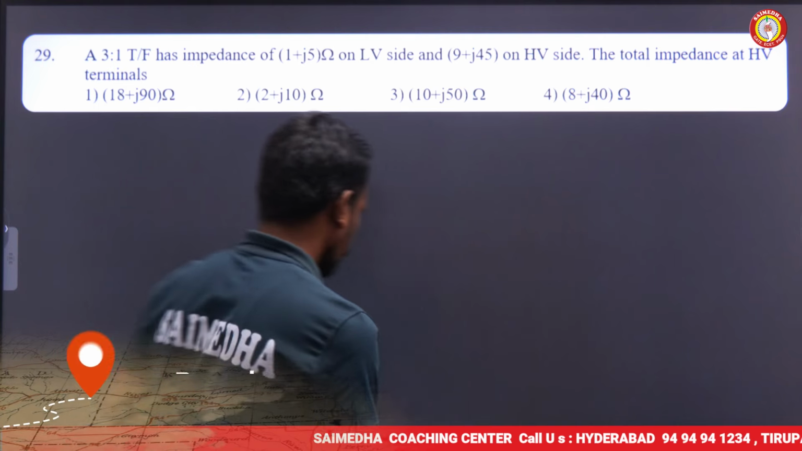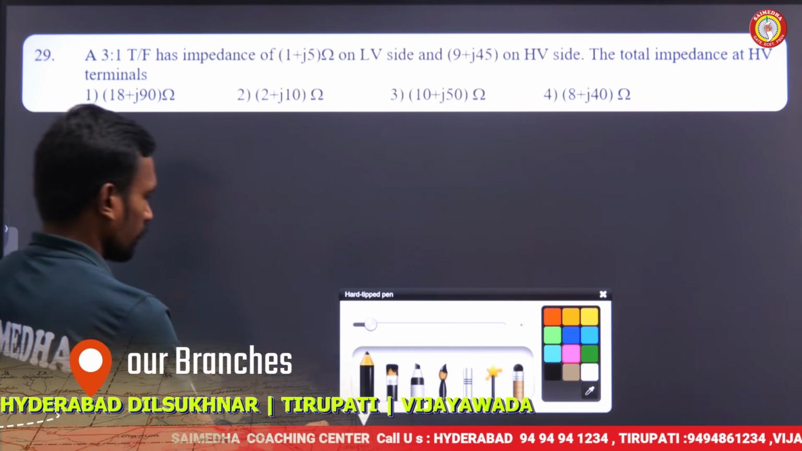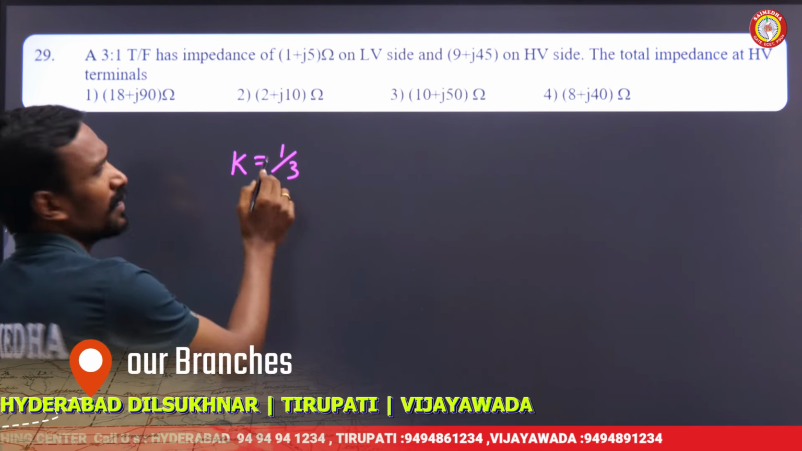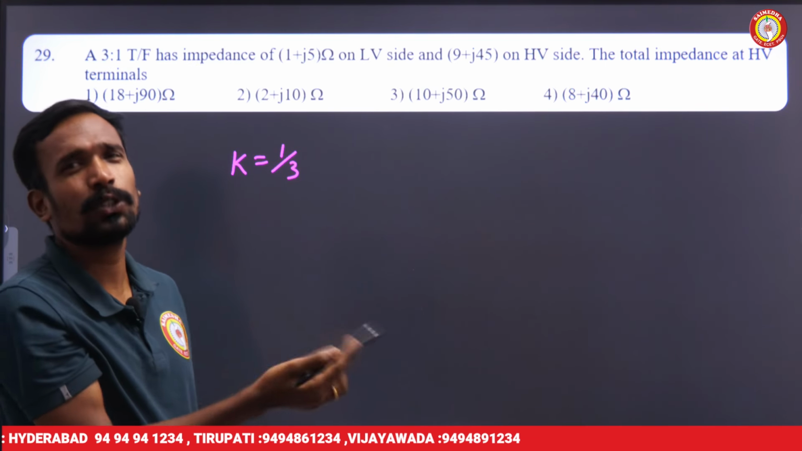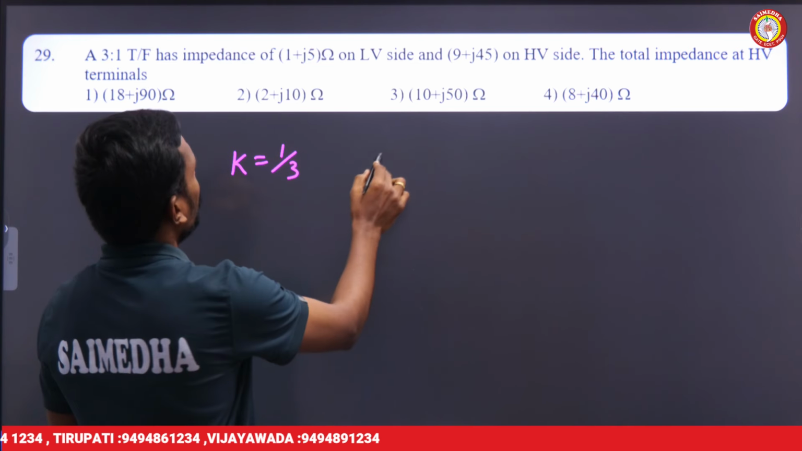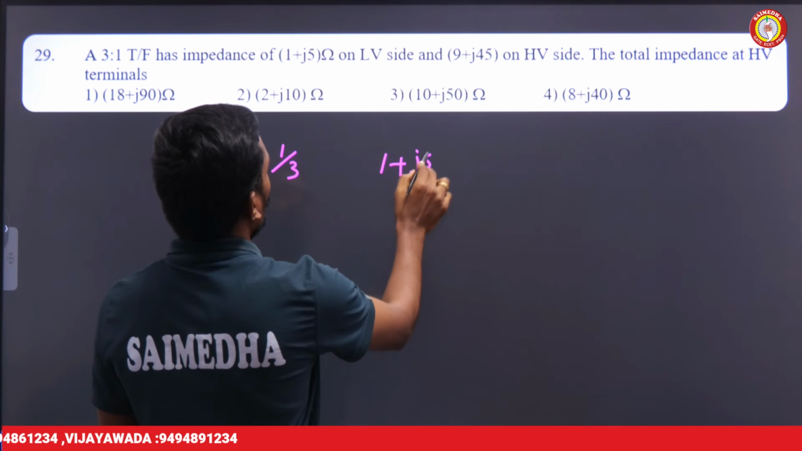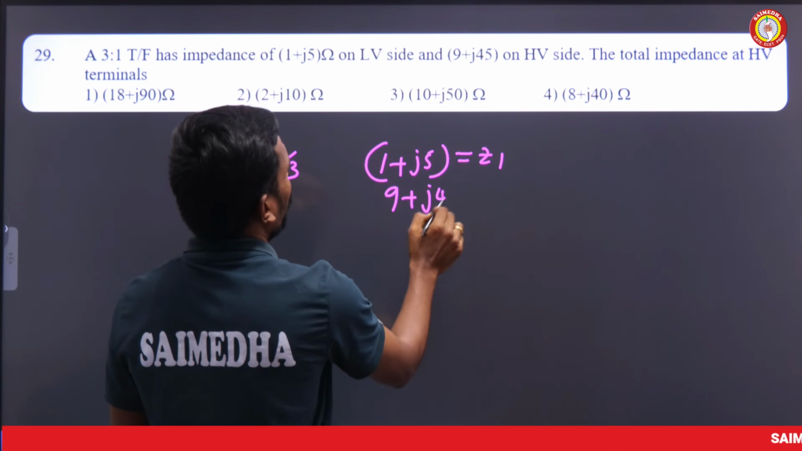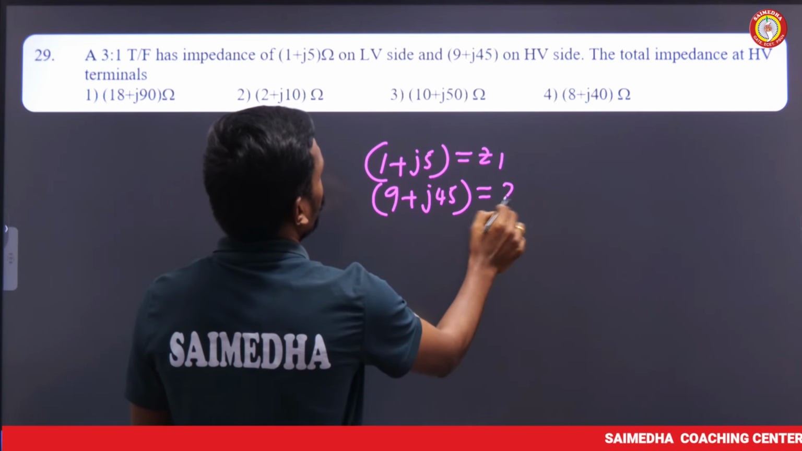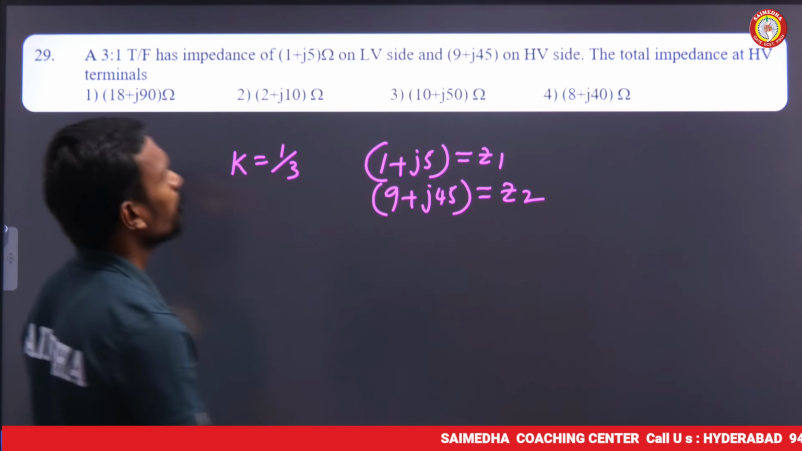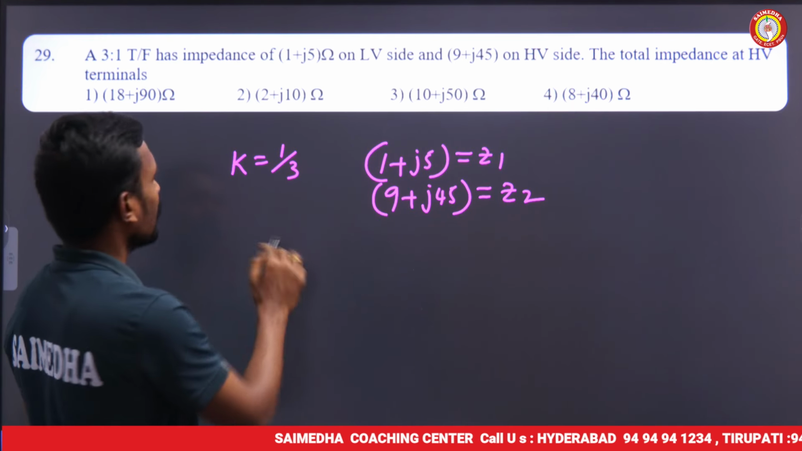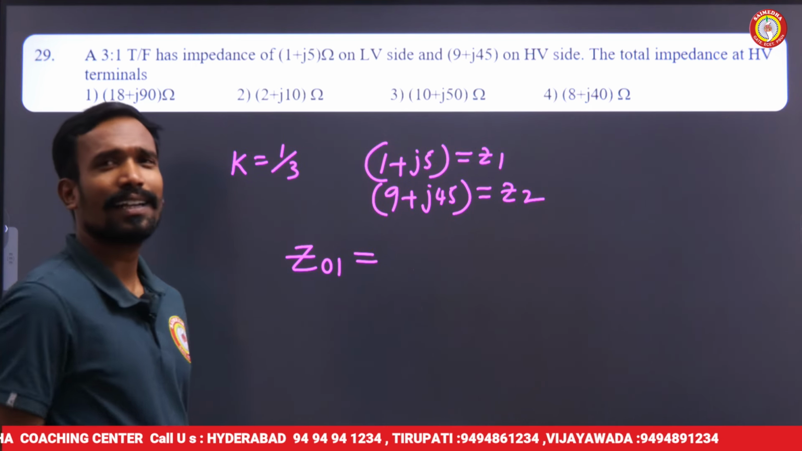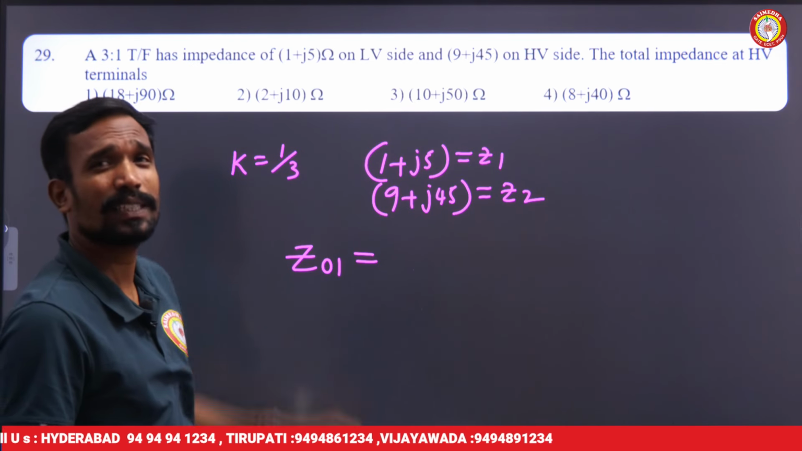Next. A 3:1 transformer, K is equal to 1 by 3, nothing but N2 by N1. It has an impedance of 1 plus J5 on primary and 9 plus J45 on secondary. The total impedance on the HV terminal, nothing but the primary side. Now they are asking Z01, primary side, HV side.